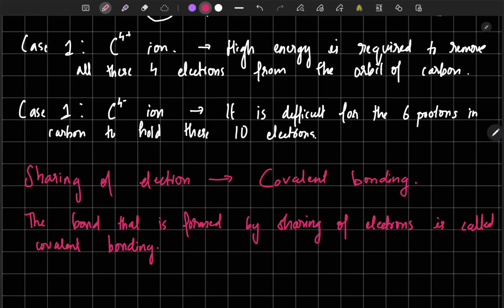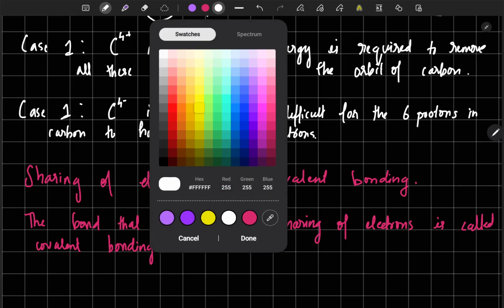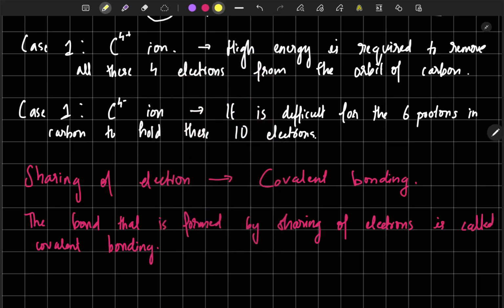When you write the answer in your answer sheet, this word is very important: sharing of electrons. And don't forget, if you are writing the definition of ionic compounds, you need to write complete transfer of electrons from a metal to a non-metal. Please keep that in your mind. So this is the definition of covalent bonding. Please understand that carbon will always form covalent bonding.